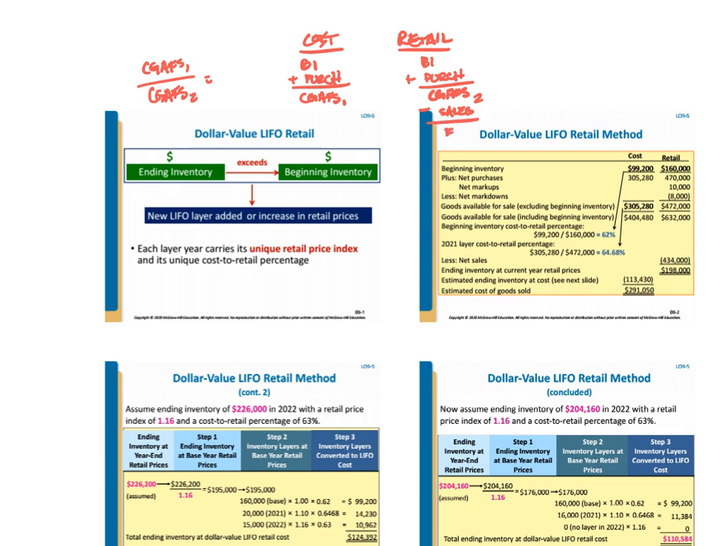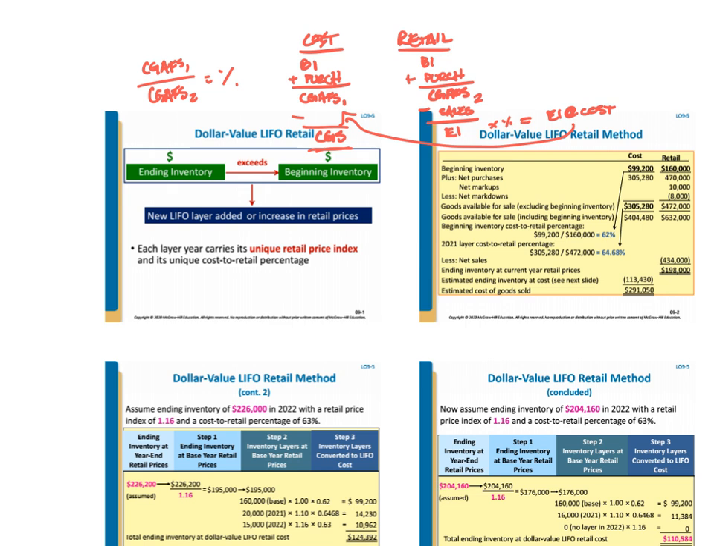This would provide us with ending inventory estimated at retail prices, and then we multiply that ending inventory at retail prices times this percentage to give us an estimate of ending inventory at cost, which then goes over to here. We subtract that from the cost of goods available for sale, and this provides us our estimate of cost of goods sold. This is the general process, and there's some more specifics that are added in.